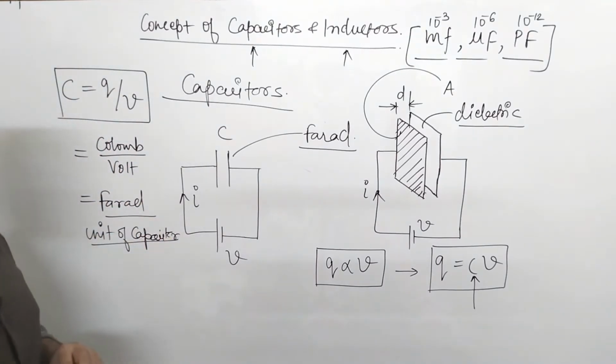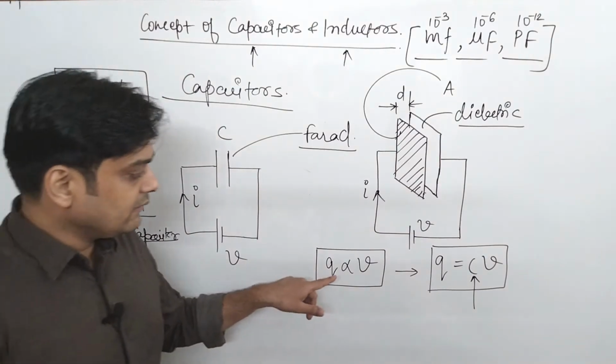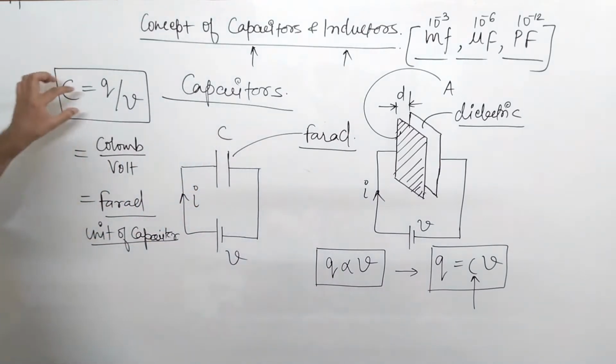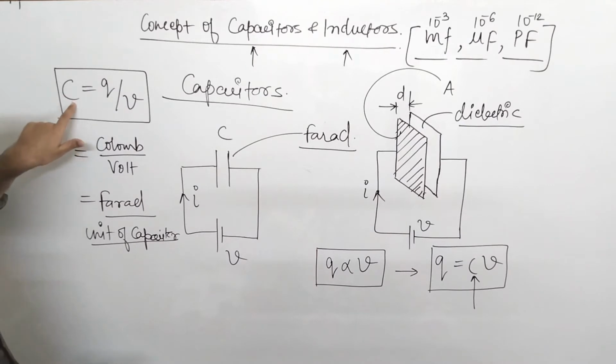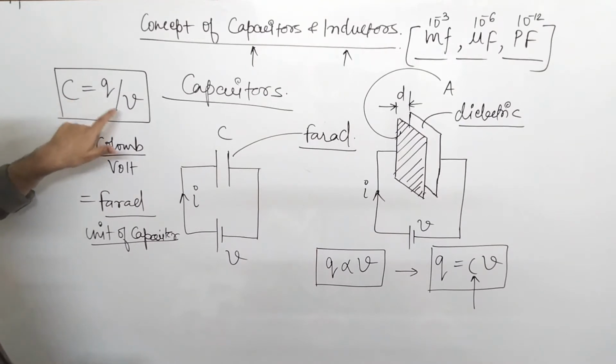This is all about the capacitor. Now when it comes to Q equal to CV, that means C is equal to Q by V. So you can say that by increasing the voltage the value of capacitance is decreasing, or by increasing the charge the value of capacitance is increasing. But please keep in mind, this C does not depend upon Q and V.